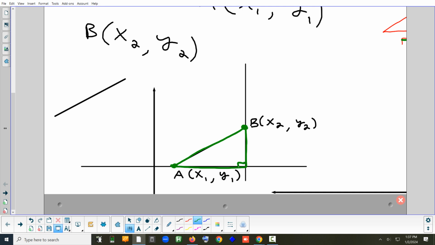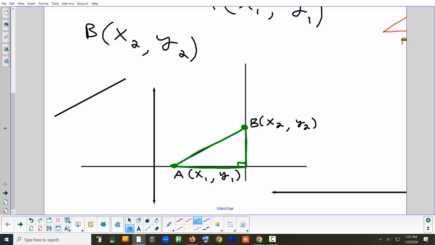And the goal is going to be to figure out the length of the longest side in that triangle. What is the longest side? Yeah, the hypotenuse. So essentially, you're going to solve for the hypotenuse of the triangle, and that's the distance formula.